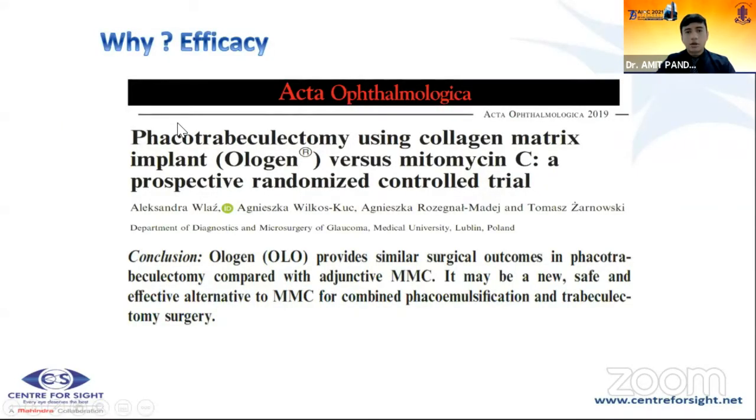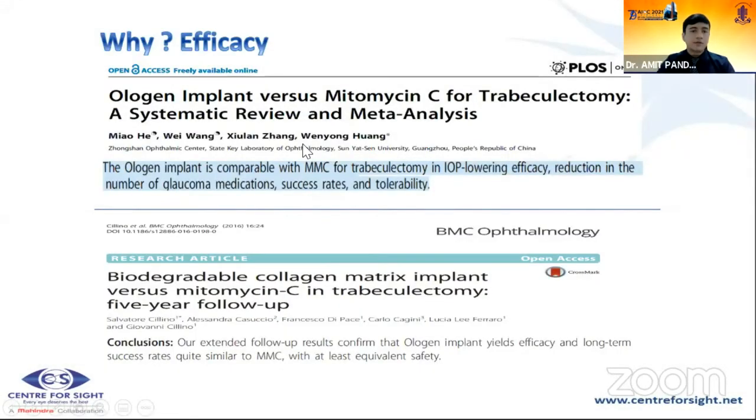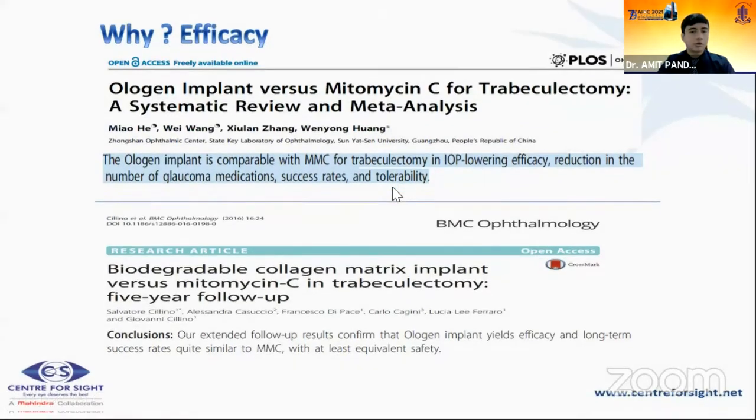Coming on to the literature, there was a recent prospective randomized control trial comparing Ologen with mitomycin in phacotrabeculectomies, and they concluded that it is a safe, effective alternative to MMC in combined phacotrabs. Other meta-analyses have also been published with comparable results between MMC and Ologen in terms of efficacy, reduction in the number of glaucoma medications, success rates, and tolerability also.